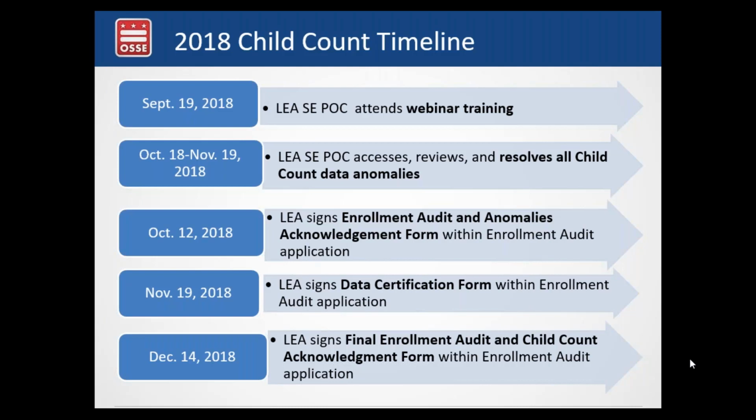That means if IEP amendments need to be completed, or if any other information that is incorrect in the student's eligibility and IEP needs to be updated, those things will be done by November 19th. Next, on October 12th, the LEA signs the Enrollment Audit and Anomalies Acknowledgement Form within the Enrollment Audit application. That is not a form that we actually send to you. We have gotten a few calls about that. That is within the Enrollment Audit application. So that will be signed.